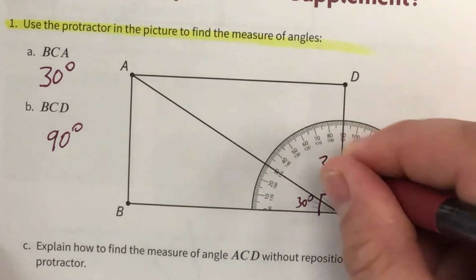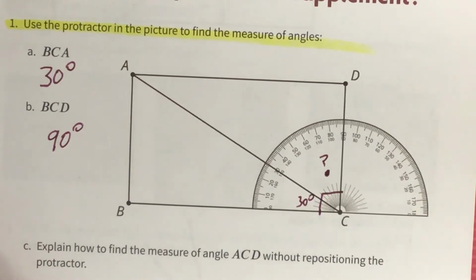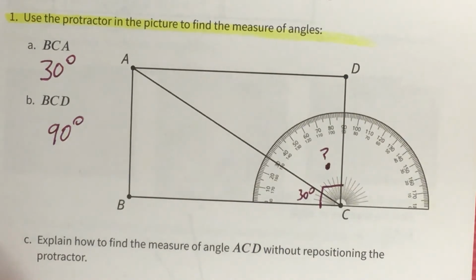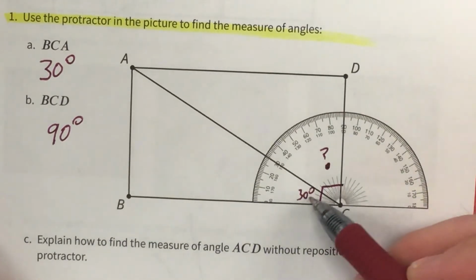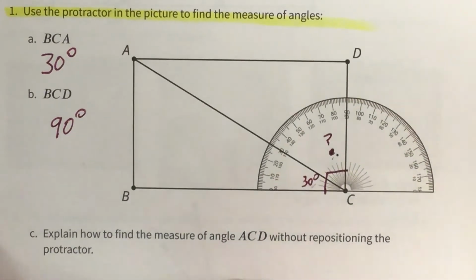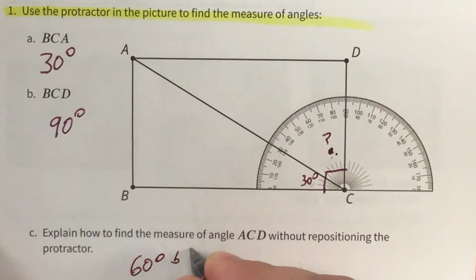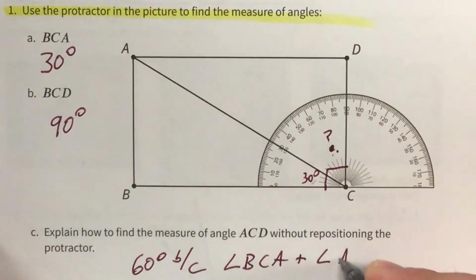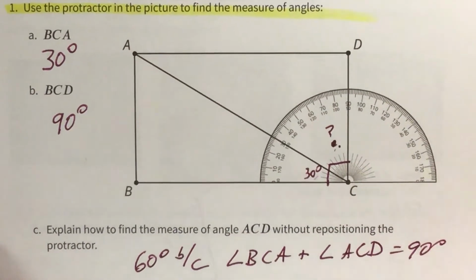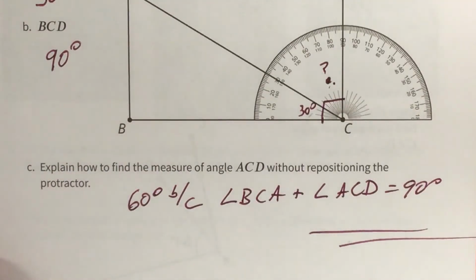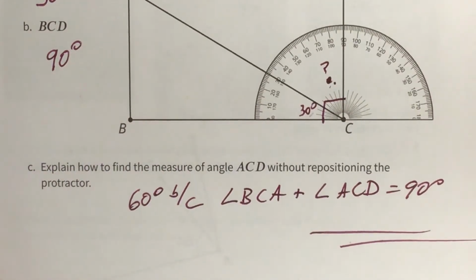C, explain how to find ACD. So how would I get this one without having to remeasure with my protractor? Brenna: 90 degrees minus 30 degrees. 90 degrees minus 30, because these two would have to add up to 90, right? So what would that be? 60 degrees, because angle BCA plus angle ACD must equal 90. That's given a special name, which we're going to cover right now. Two angles that add up to 90.